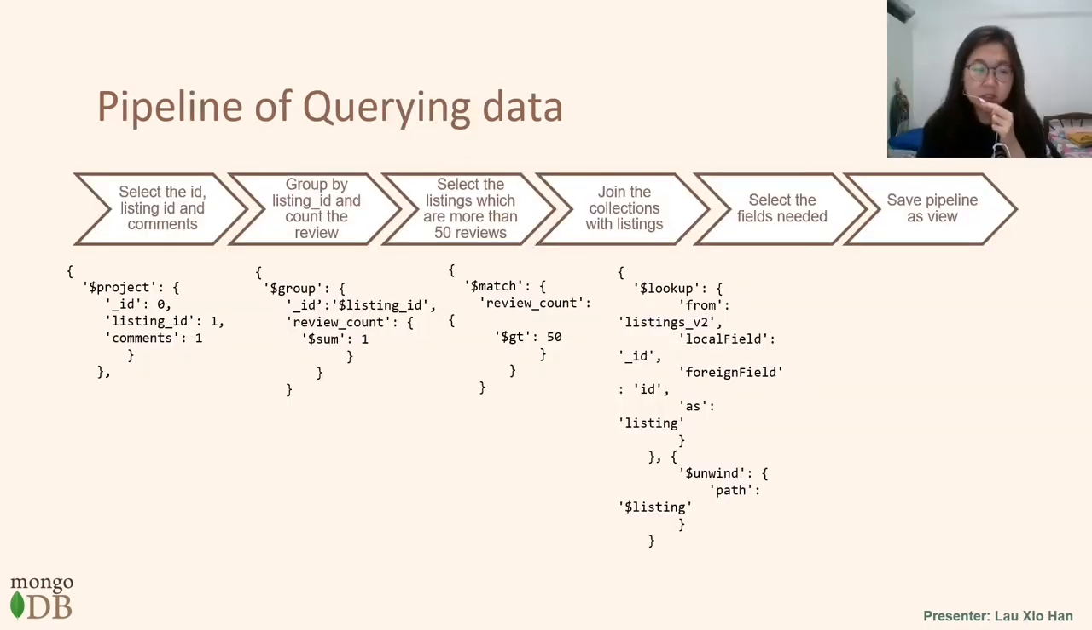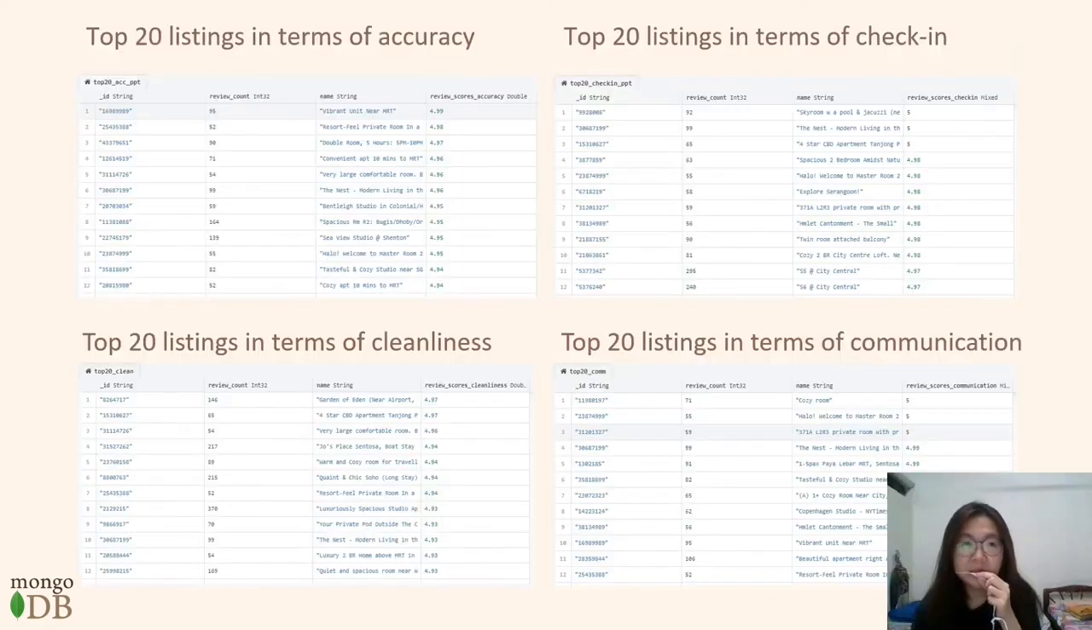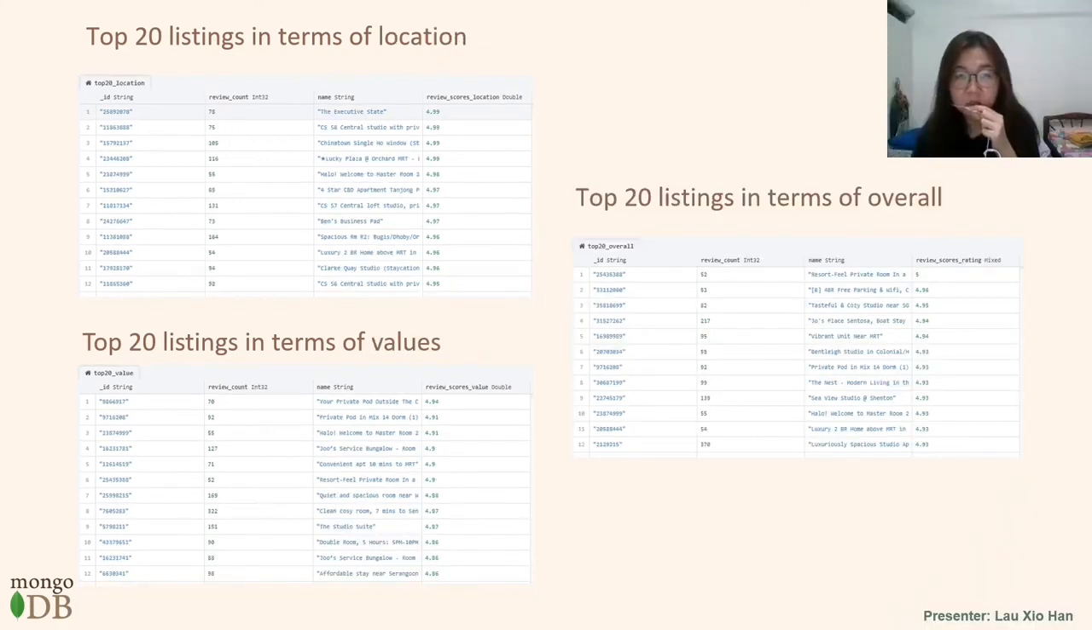This is the MongoDB pipeline of querying data. Compared to others, MongoDB cannot join tables directly, and the second table will be stored as an array, so we need to use unwind to deconstruct it and create a separate output document for each item. This is the query result view. These are the views of the top 20 listings: accuracy, check-in, cleanliness, communication, location, overall, and value.